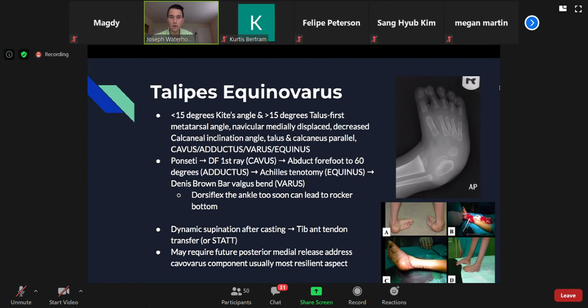But you're lengthening all the soft tissue components medially, posteriorly. I think the only thing that you leave intact is basically the deltoid ligament, or at least I think the deep deltoid at minimum. But besides that, you're just lengthening everything and trying to get them in a more rectus position out of that cavovarus.